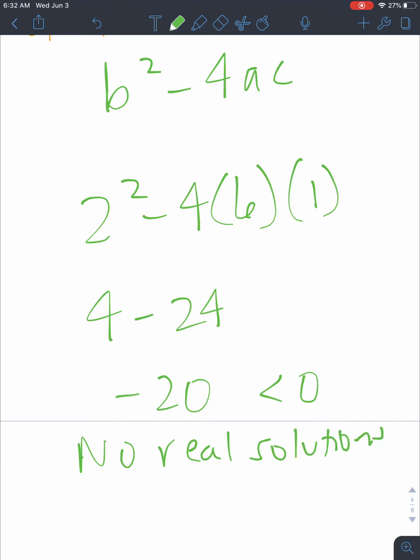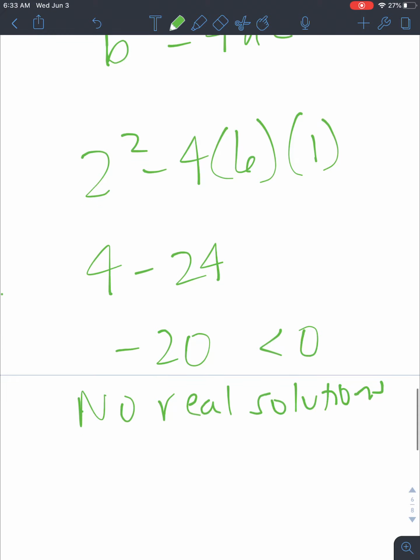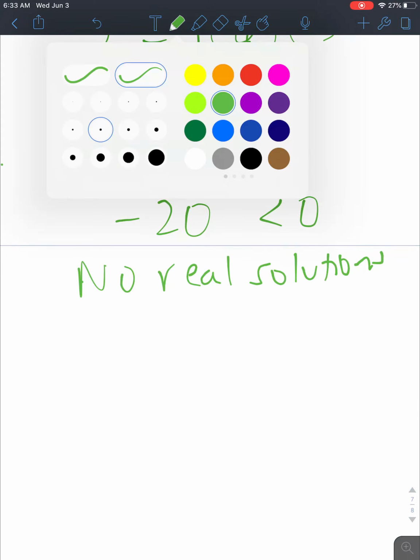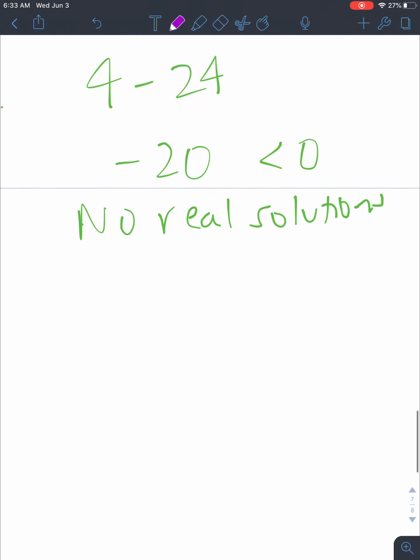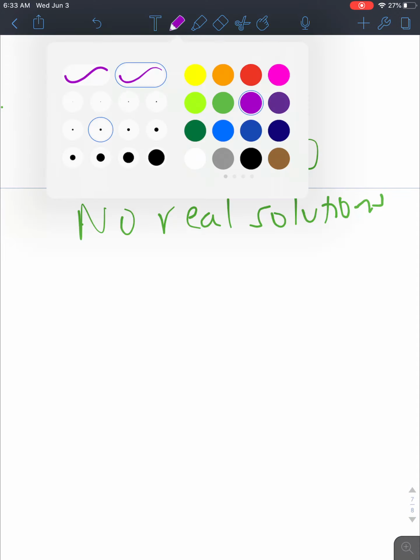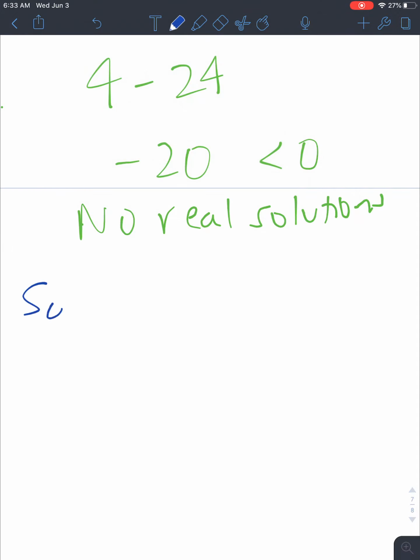All right. So that's all you have to do for those types of problems. To determine how many solutions, you do b squared minus 4ac. See if it's bigger than 0, smaller than 0, or equal to 0. All right? So let's go ahead and recap everything that we've learned about solving quadratics so far.